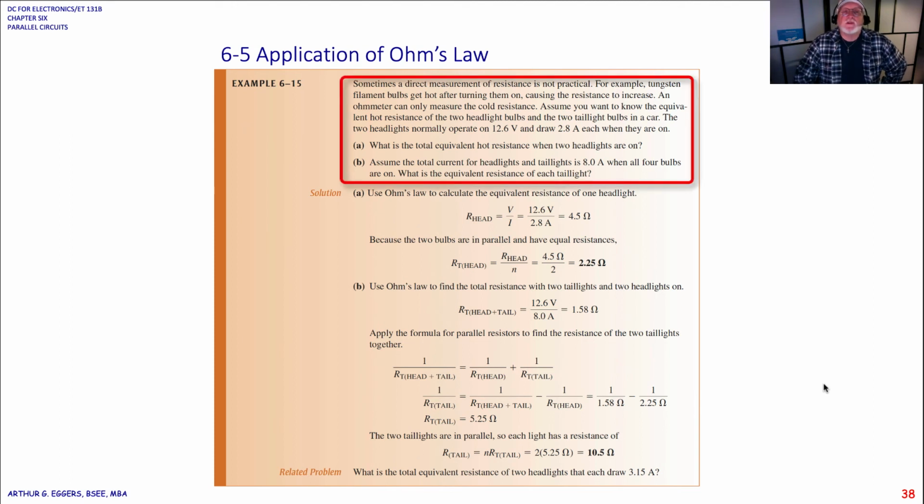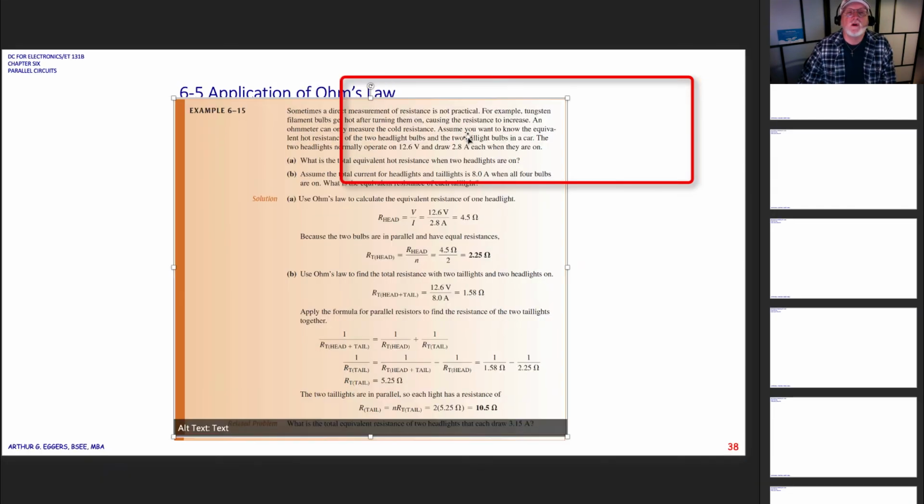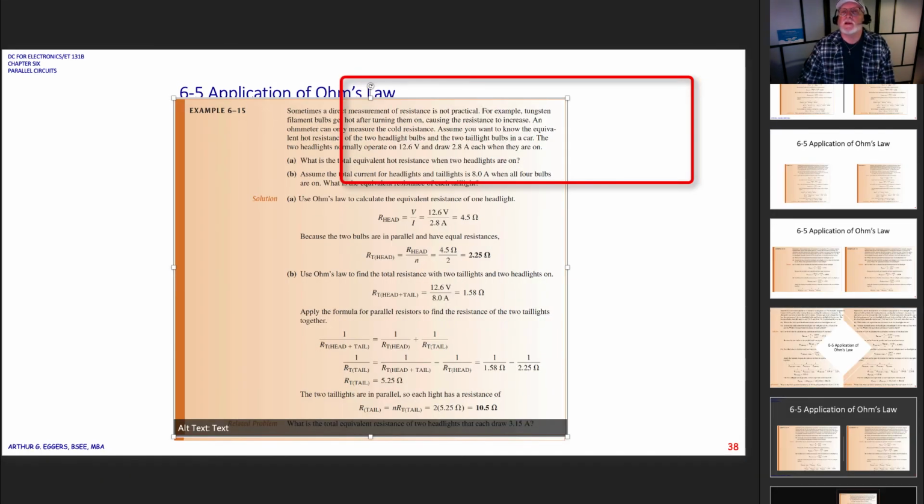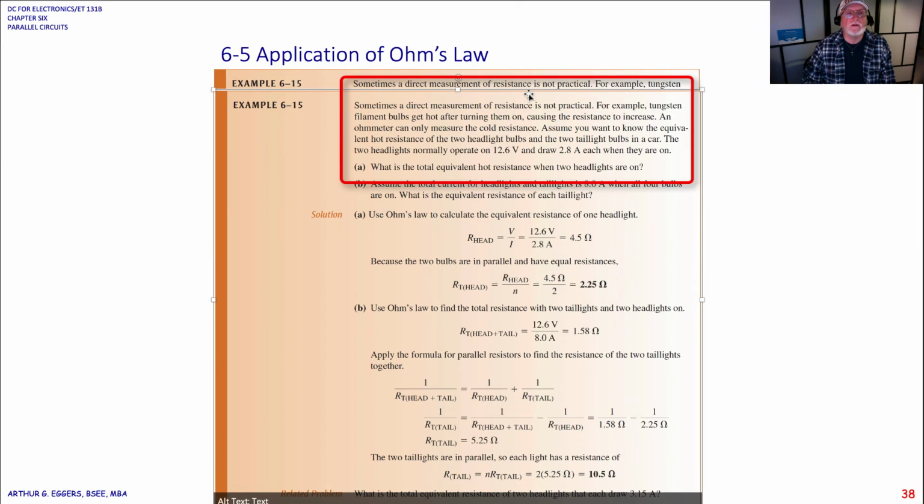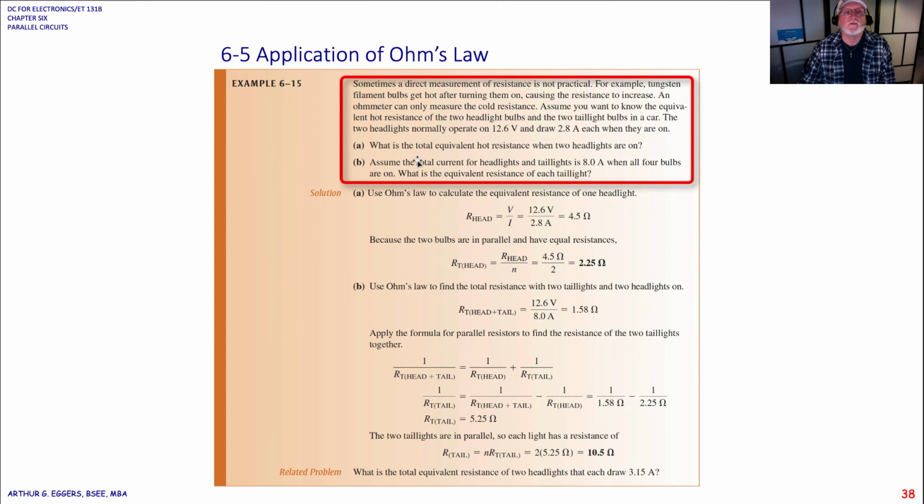Sometimes a direct measurement of resistance is not practical. For example, tungsten filament bulbs get hot after turning them on, causing the resistance to increase. An ohm meter can only measure cold resistance. Assume you want to know the equivalent hot resistance of the two headlight bulbs and two tail light bulbs in your car. The two headlights normally operate at 12.5 volts or 12.6 volts and draw 2.8 amps each when they are on.